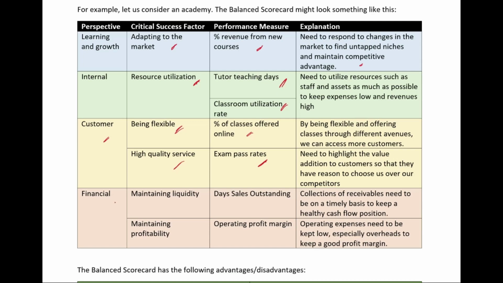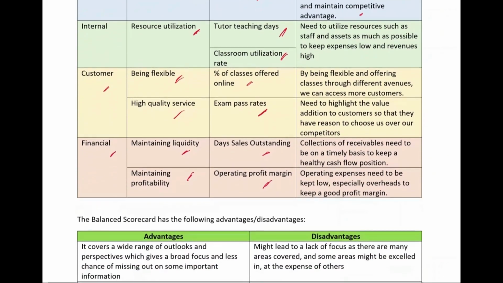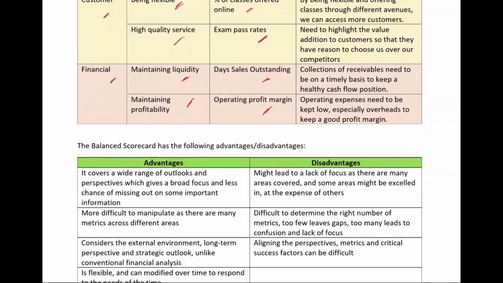And then the financial perspective, one would be maintaining liquidity, because you need to have a good cash flow, which you can look at through the day sales outstanding, collecting receivables on time, and maintaining profitability, which you can look at from a profit margin standpoint. And obviously these are self-explanatory. You need good liquidity and profits to stay in business. So that's an illustration about how the balanced scorecard would work. Now, despite its holistic view and its advantages, we must also consider its disadvantages as well.